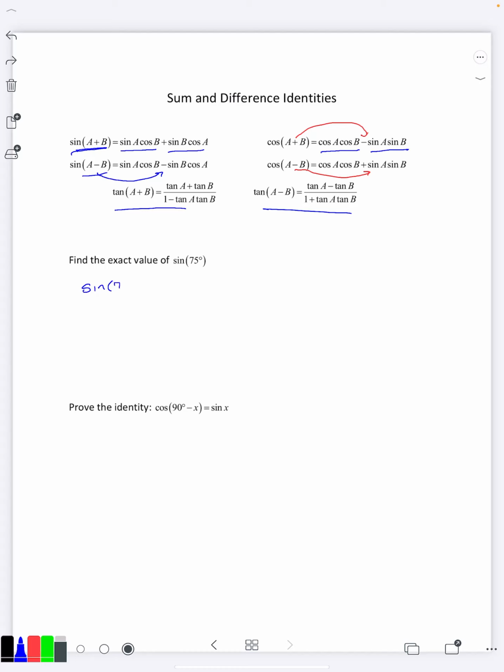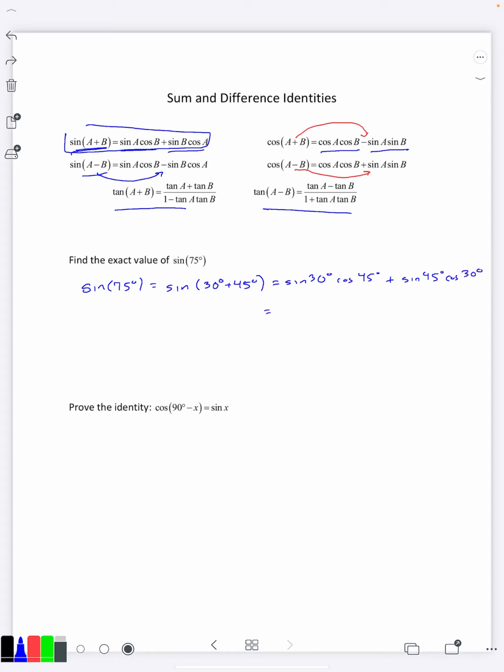So sine of 75 degrees is the same as sine of 30 degrees plus 45 degrees, because 30 plus 45 is 75. Now I can use my first identity up here. It's going to go sine of the first angle, cosine of the second angle, plus sine of the second angle, cosine of the first angle.